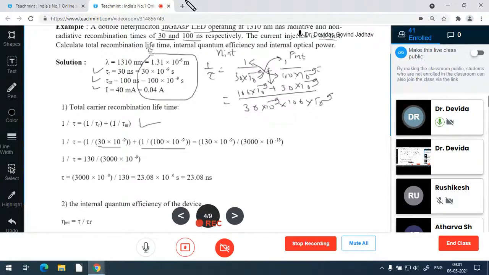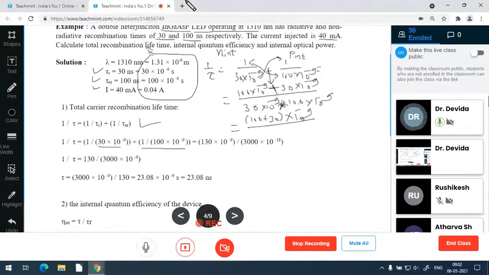Now 100 into 10 raised to minus 9 plus 30 into 10 raised to minus 9, divided by 30 into 10 raised to minus 9 multiplied by 100 into 10 raised to minus 9; here the product is there. So in the numerator there is a plus sign, so we can take common 10 raised to minus 9. What remains in the bracket? 100 plus 30. The denominator will remain the same.